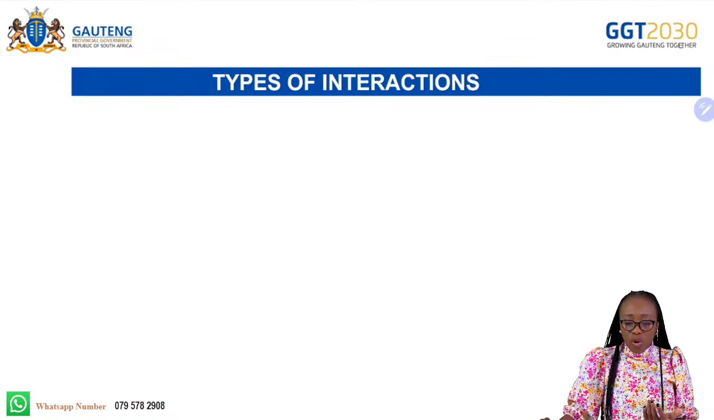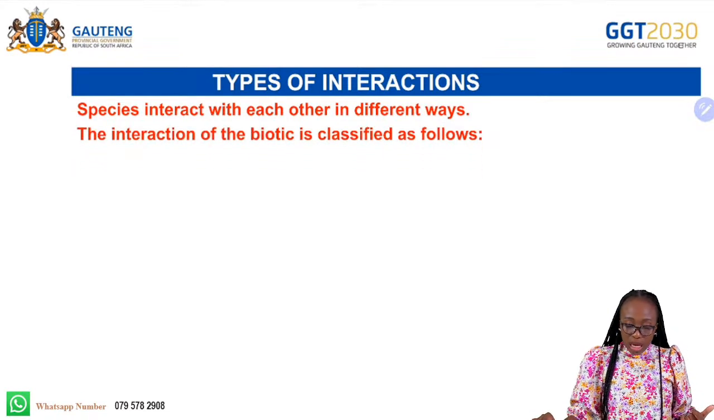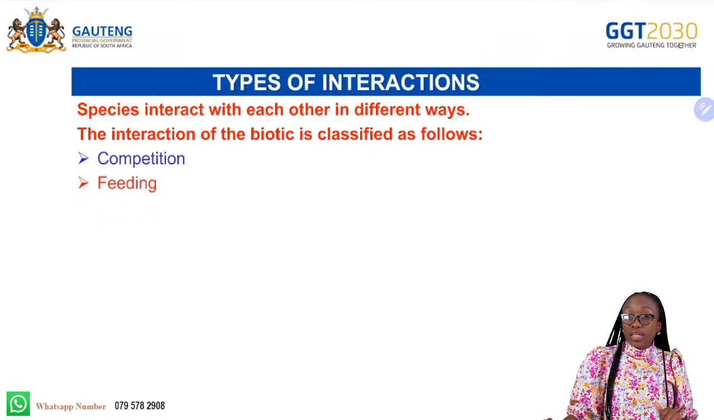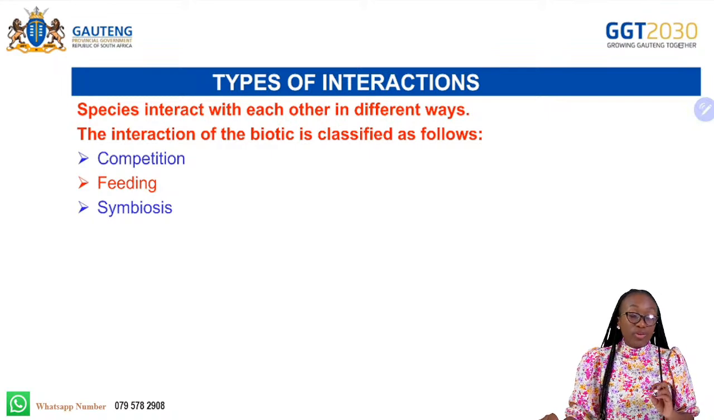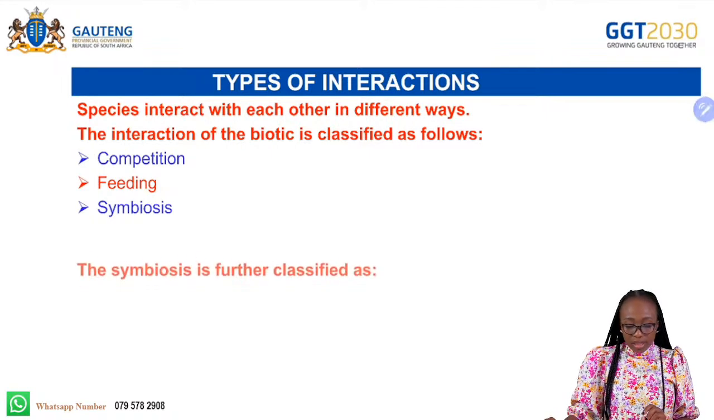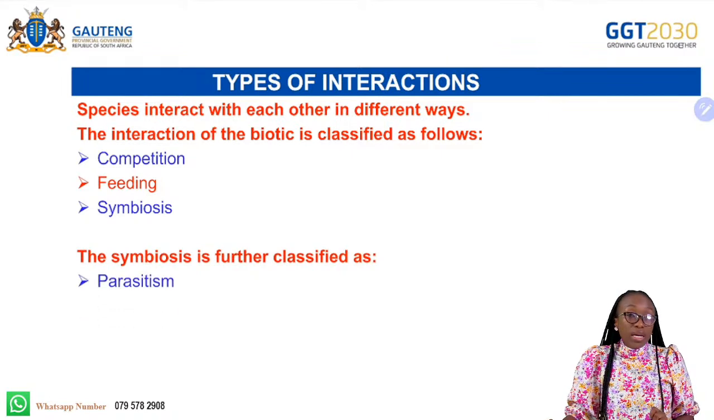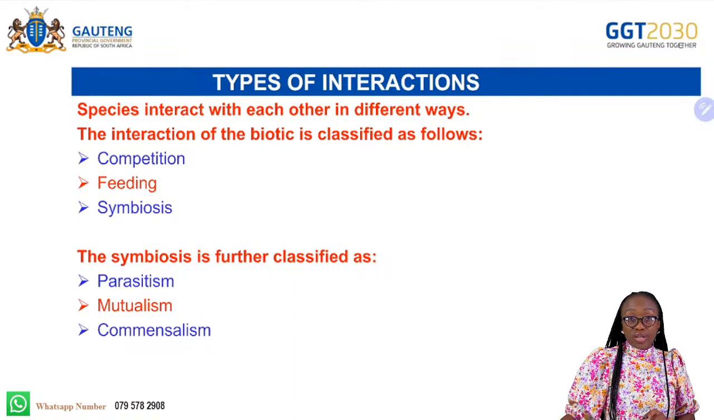So what are the types? What are the types of interactions that exist? So species interact in a different number of ways. The interaction of the biotic factors are classified as follows. There is competition, and there is feeding, and there is symbiosis. So these are the 3 interactions. And then symbiosis can also be further broken down as parasitism, mutualism, and commensalism. Now let's describe these interactions.